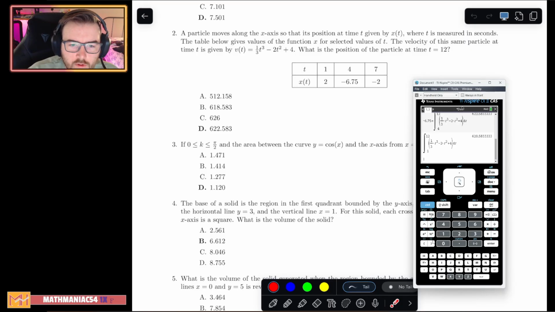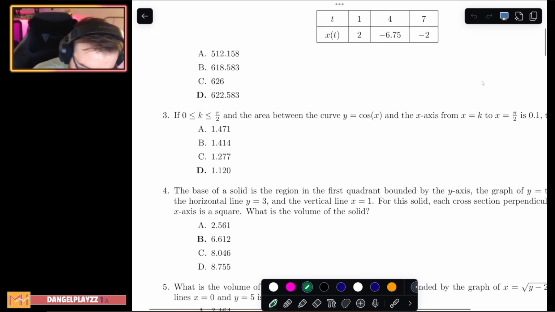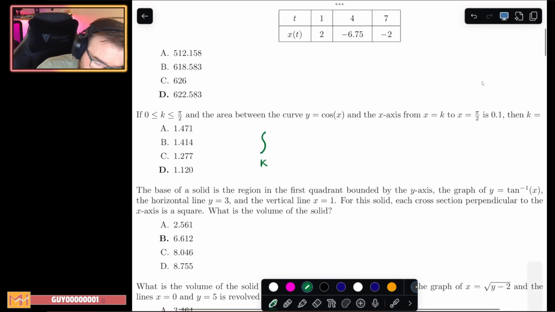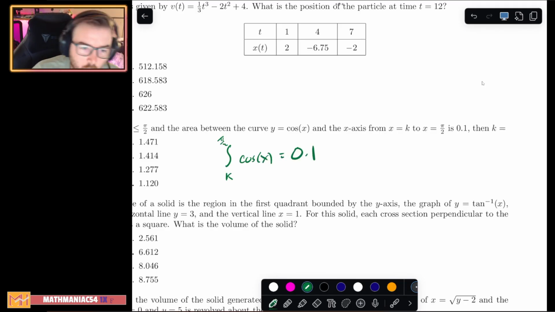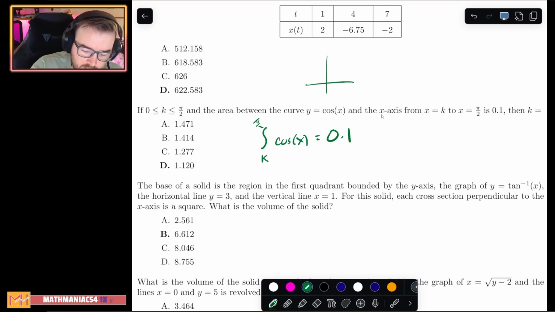So I think I need to do a little bit of work on the page here. This is not pure calculator. What we're saying here is that the integral from k to pi over 2 of cosine of x equals 0.1. That's what we're saying, because the area underneath the curve, well, cosine minus the x-axis, which is just a horizontal line at 0. So this is the cosine curve, right?